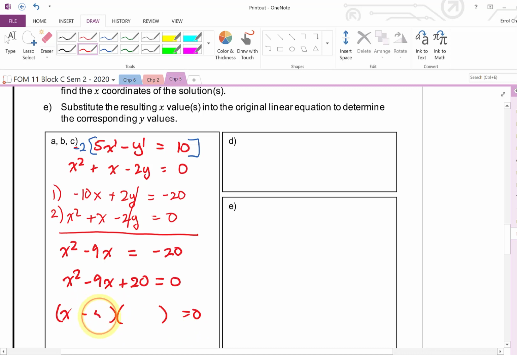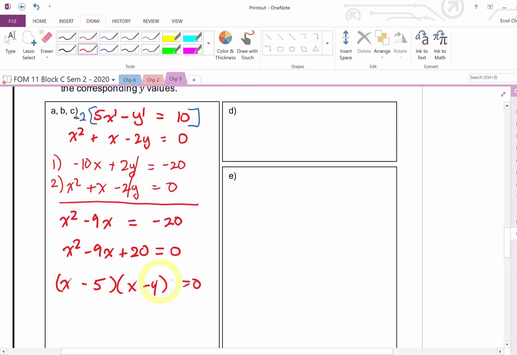So this becomes negative 5x, negative 4. And if you're unsure, just make sure that you can expand it to get the original quadratic. So what are my possible solutions? My possible solutions are x equals positive 5 or positive 4.